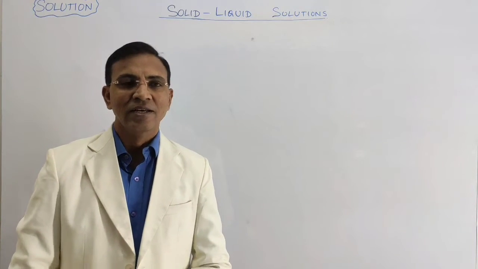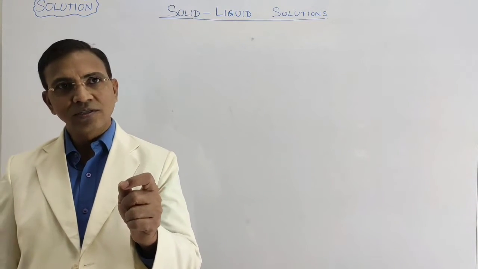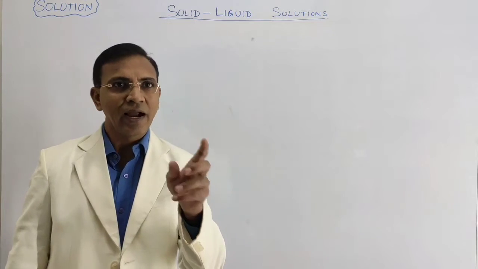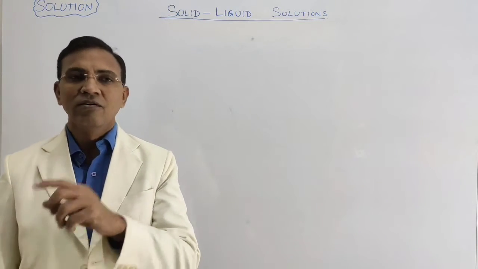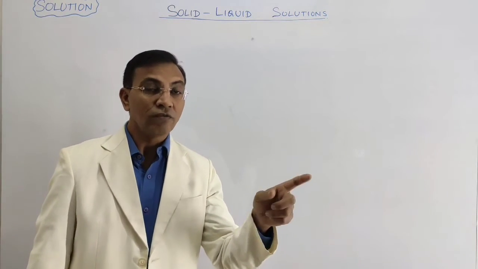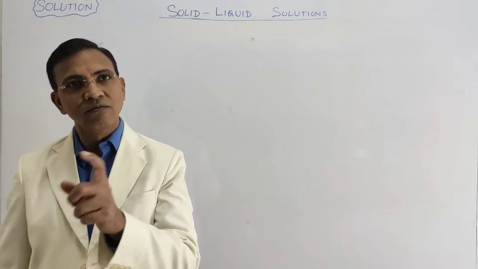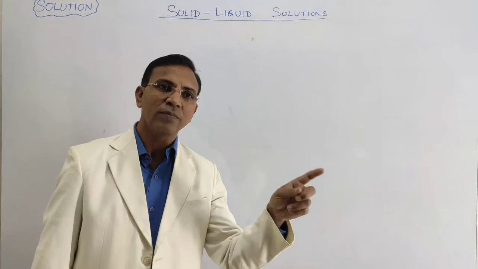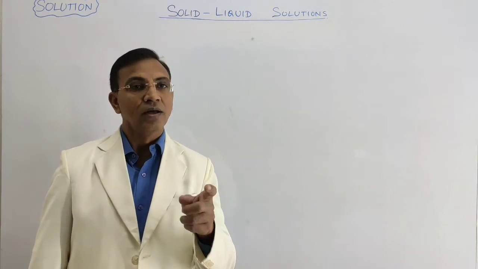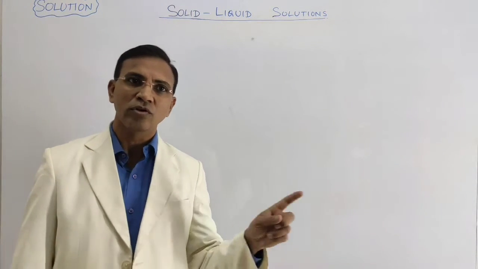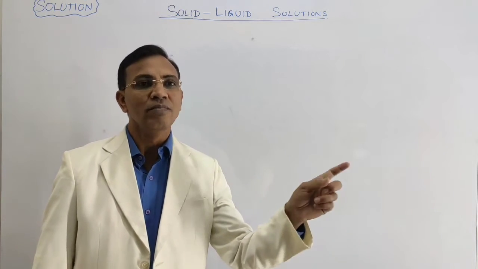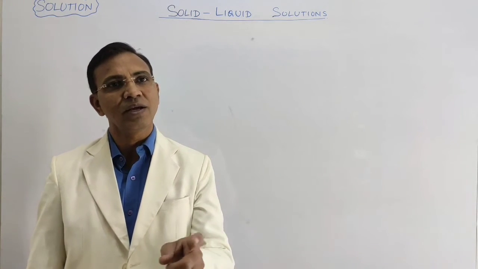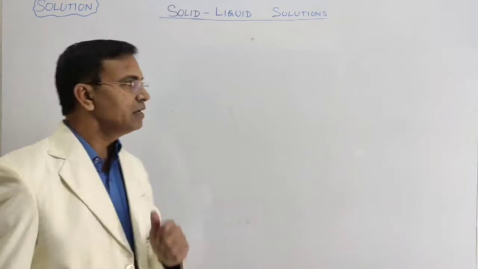Solid-liquid solutions. In solid-liquid solutions, the solid is non-volatile and the liquid is volatile. When the solution is made of a non-volatile solute with a volatile solvent, the vapor pressure of the pure solvent is lowered. The lowering of vapor pressure depends upon the amount of non-volatile solute mixed in the solvent to make the solution. Right?